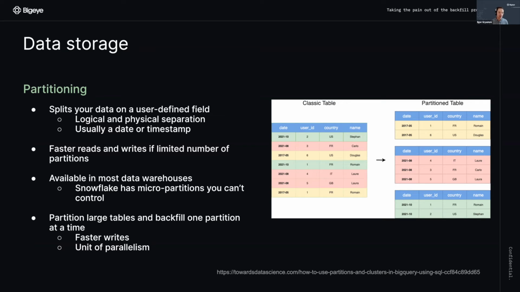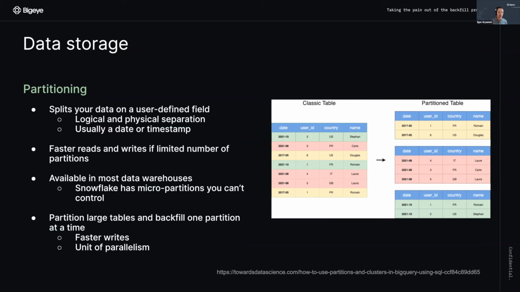And finally, partitioning allows you to backfill one partition at a time, which, as I mentioned, creates faster writes, but it also introduces a unit of parallelism that you can exploit in the future by parallelizing how many backfills you're running simultaneously. And if they're all touching partitions that are completely disjoint, which in this case, all partitions have to be completely disjoint, then you can achieve much faster backfills, especially when they're over a longer period of time than you would otherwise.